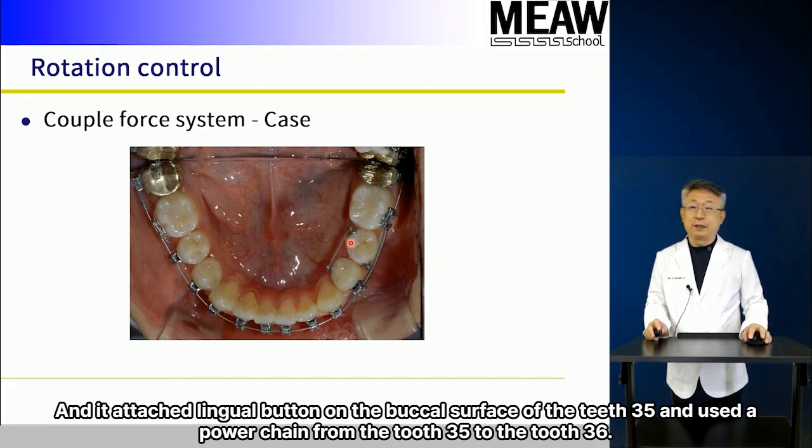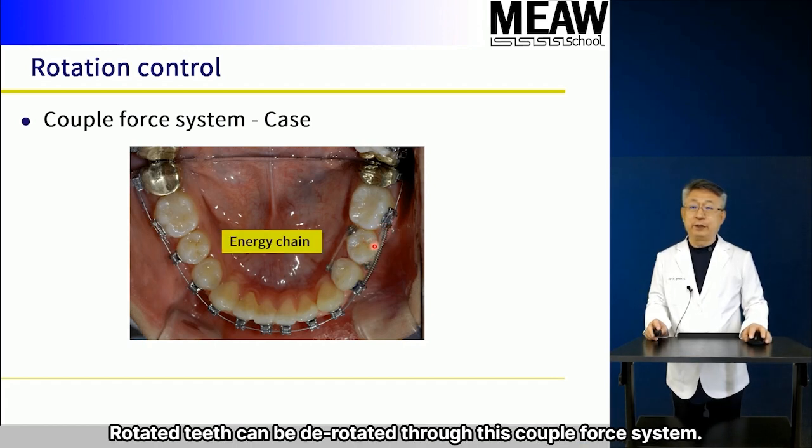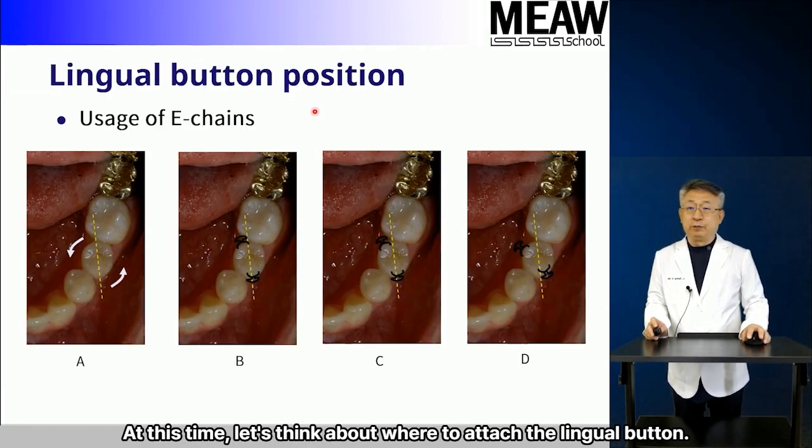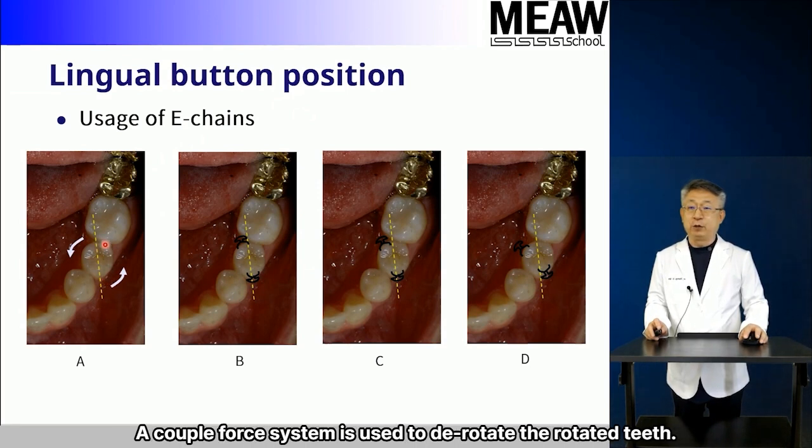And attach a lingual button on the buccal surface of tooth 35, and use a power chain from tooth 35 to tooth 36. Rotated teeth can be derotated through this couple force system. At this time, let's think about where to attach the lingual button. A couple force system is used to derotate the rotated teeth.